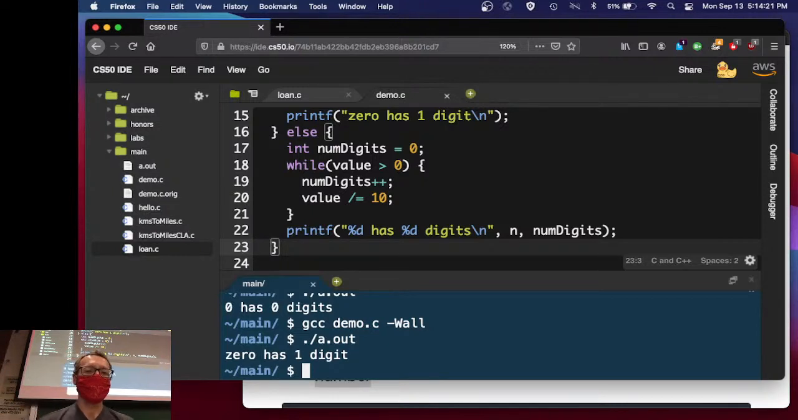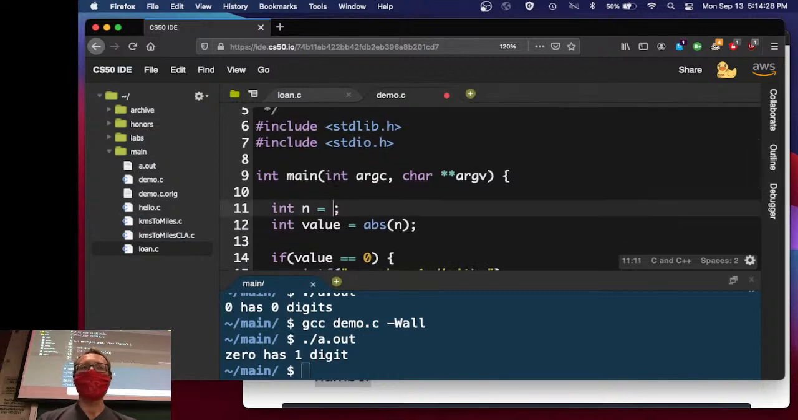Yeah, go ahead. When you reach the max number for int or minimum number? Okay, so let's find out what happens there. So what is the maximum number for an integer?